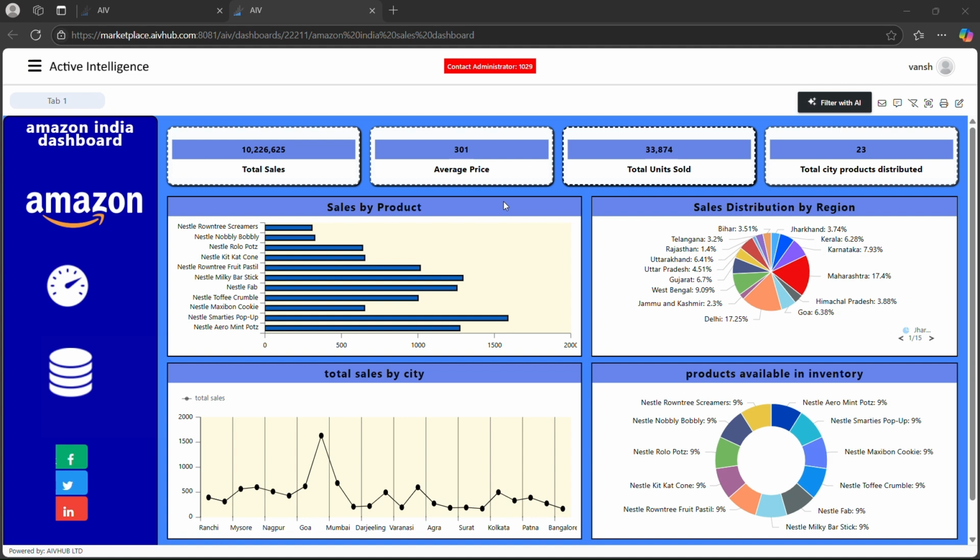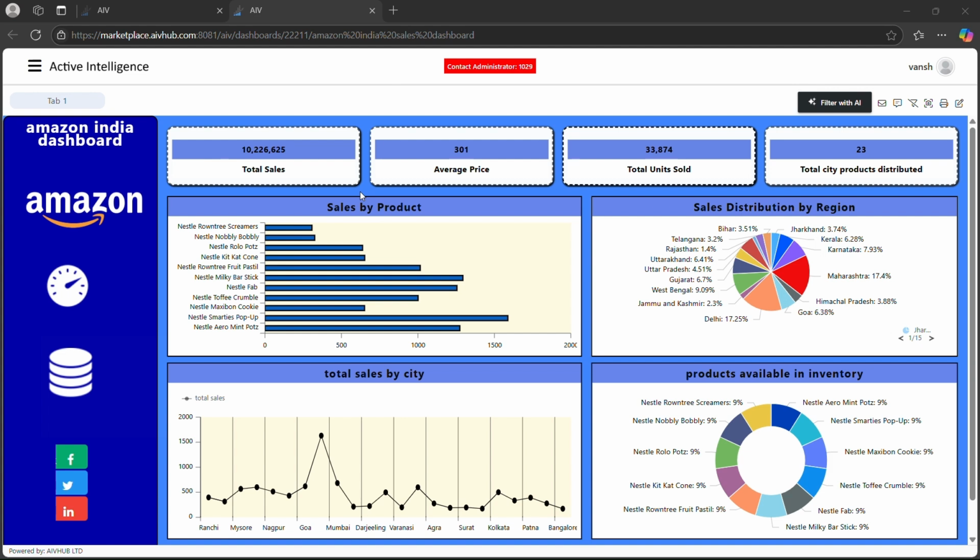Here is a high level overview of our dashboard. It showcases key metrics such as total sales, average price, total units sold, and total city products distributed. Additionally, we have various visualizations including bar charts, pie charts, and line graphs to represent different aspects of our sales data.